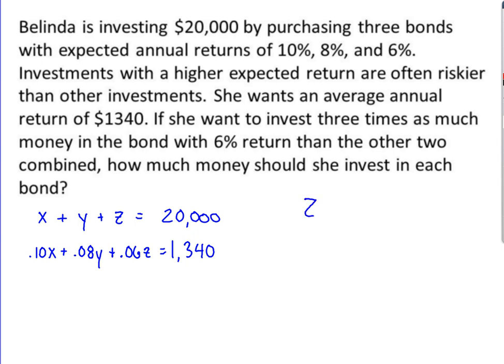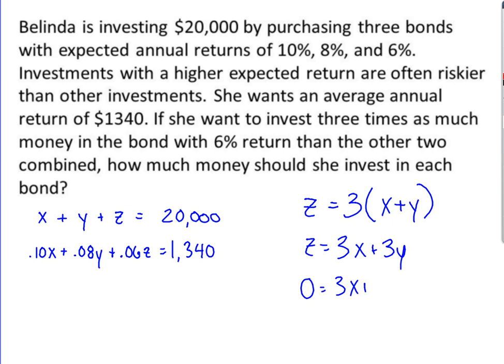Now to figure out our third equation, we're going to need to write this out. We know that our 6% bond needs to be 3 times more than the other two bonds combined. So X plus Y, or 10% and 8%, added together. We need our Z bond to be 3 times as many as those combined. So if we rewrite this, we need to bring the Z to the other side. So we have 3X plus 3Y minus Z is equal to 0. So that'll be our third equation. So we have 3 equations and 3 variables, so we are able to solve this.